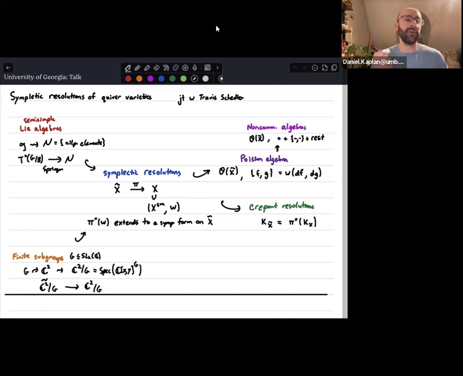I want to tell you about symplectic resolutions of quiver varieties. There are two different inputs: I have to tell you about symplectic resolutions and tell you about quiver varieties. Quiver varieties can take a little bit of time, so I'm going to push them off until the end. And in this talk, I'm going to be casually lying about the setting for some amount of time.